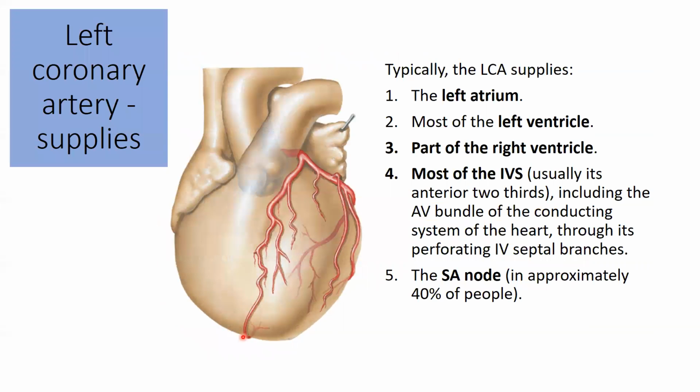Typically, the left coronary artery supplies the left atrium, most of the left ventricle, some part of the right ventricle, and most of the interventricular septum, usually the anterior two thirds, including the AV bundle of the conducting system of the heart, which is located in the IV septum, and the SA node in 40% of people.